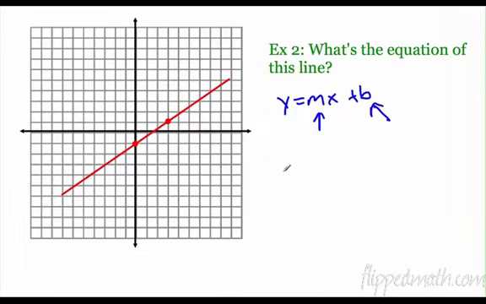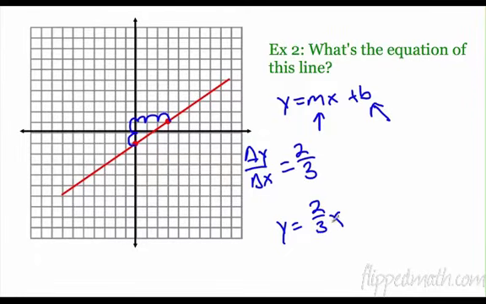So let's take a look on our graph. Our slope, remember, that's the change in y over the change in x. So let's see, what do I go up? 1, 2. So my slope is 2 over 1, 2, 3. So my slope is 2/3. So in my equation, y equals 2/3 x.